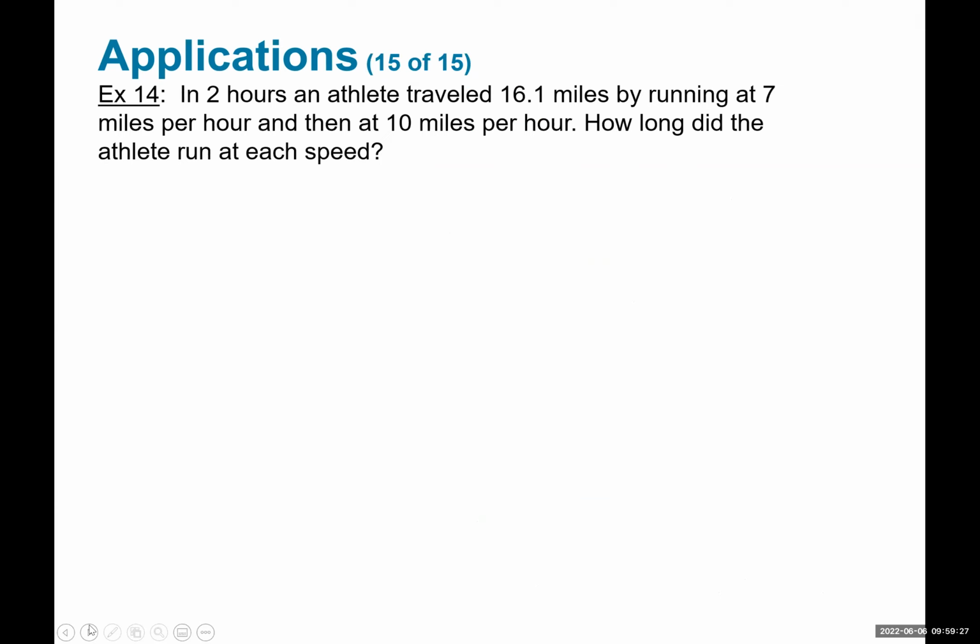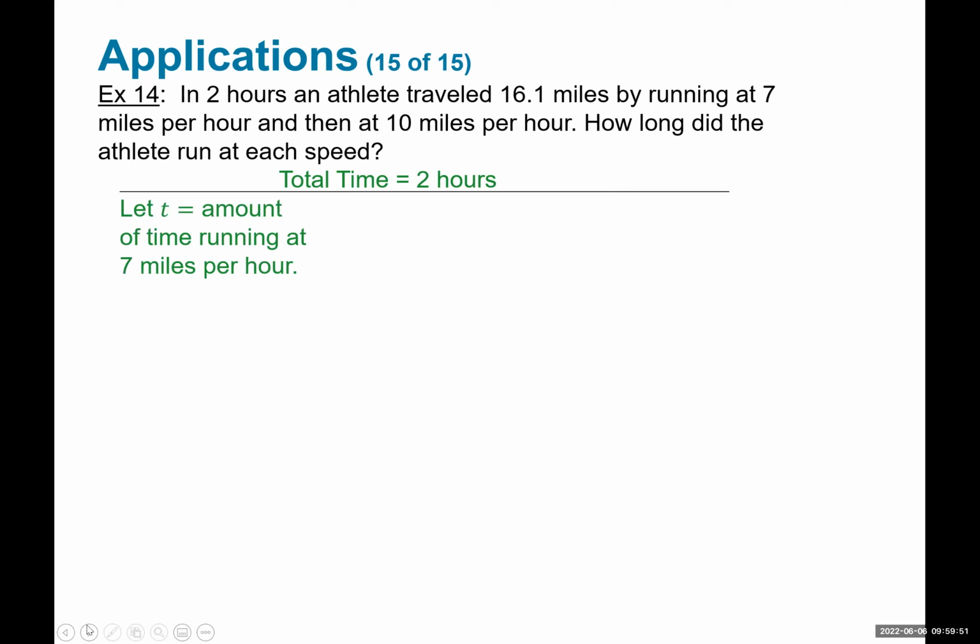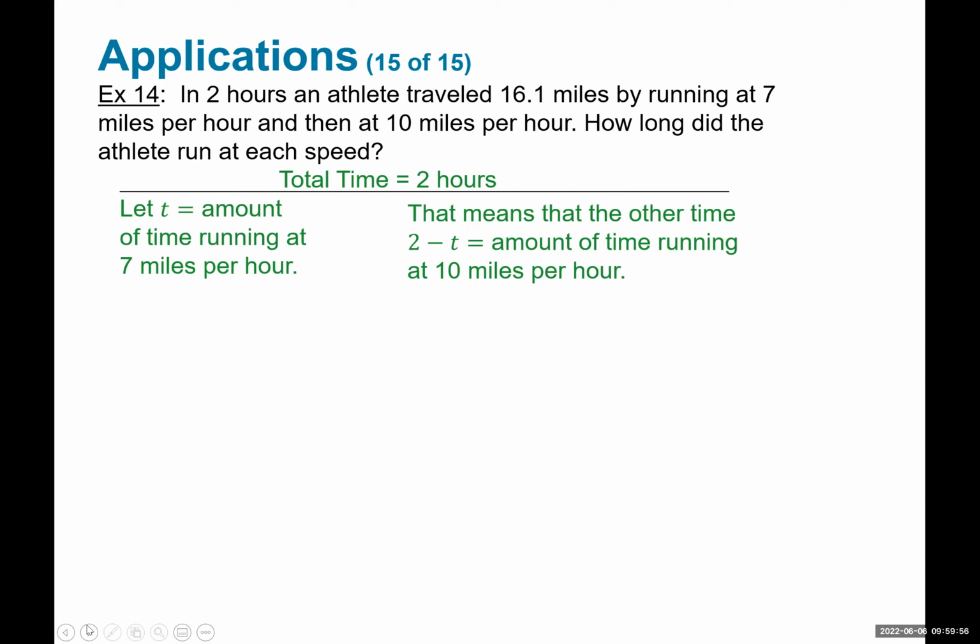In 2 hours, an athlete traveled 16.1 miles by running at 7 miles per hour, and then at 10 miles per hour. So basically the first hour he was running slower, and the second hour he was kind of like, okay, let me hurry up. It says, how long did the athlete run at each speed? Well, we don't really know, so we have to figure that out with an equation. It took 2 hours. We're going to let t be the time that he ran at 7 miles per hour, and then 2 minus t is the amount of time that he ran at 10 miles per hour.